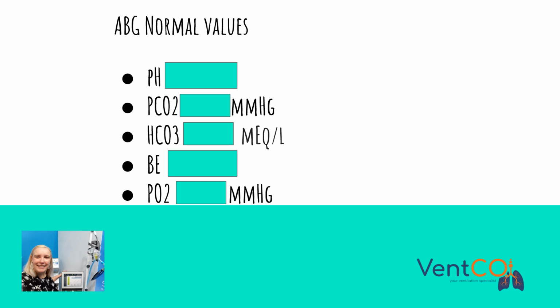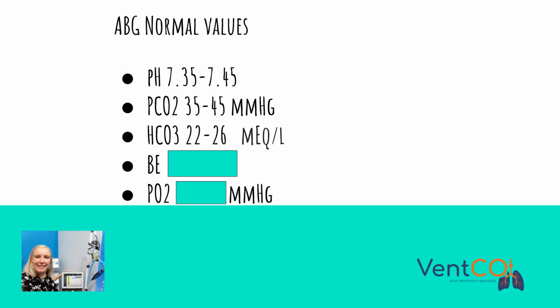So normal values, pH, 7.35 to 7.45. PCO2, which is partial pressure of carbon dioxide in the blood, 35 to 45 millimeters of mercury. Bicarbonate, 22 to 26 milliequivalents per liter. Normal value for base excess, -3 to +3. And our normal values for partial pressure of oxygen, PO2, in the blood is 80 to 100 millimeters of mercury.